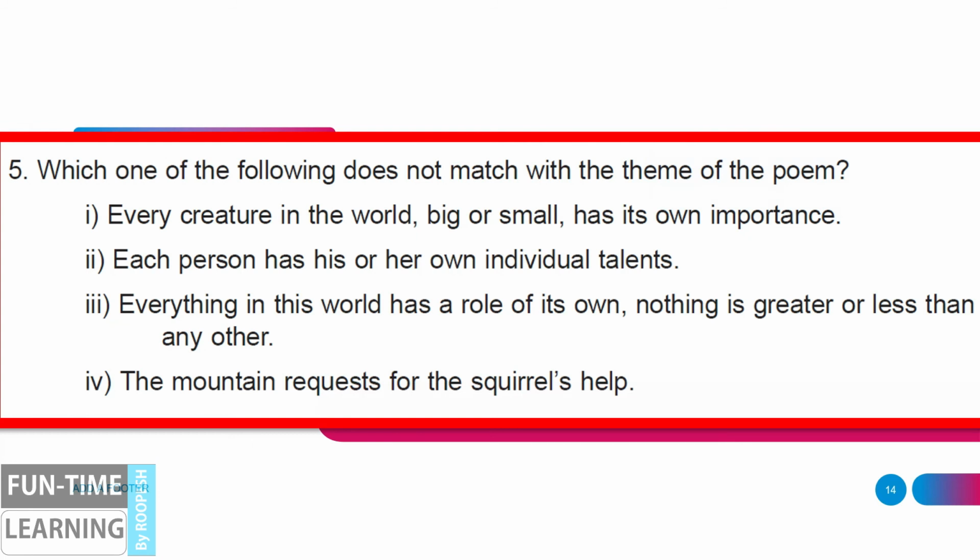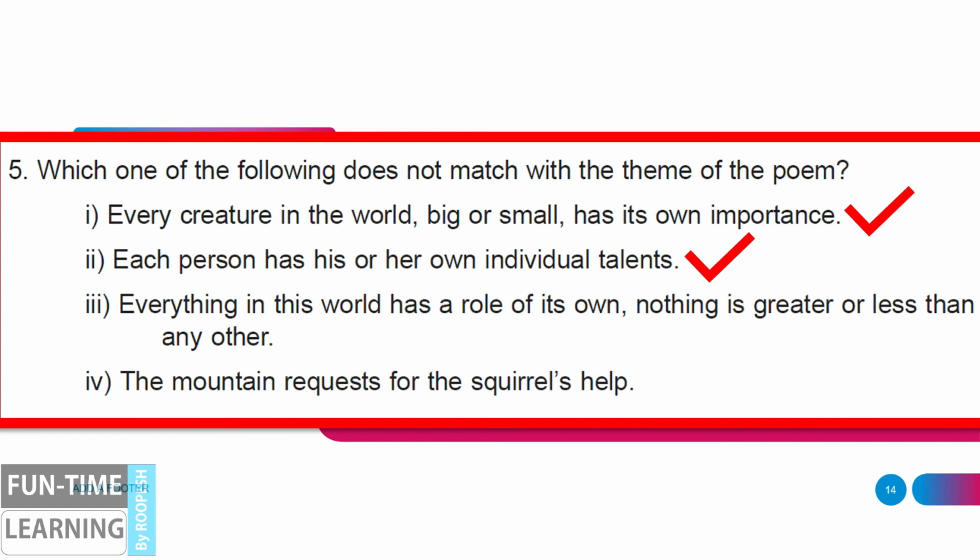Here is the fifth question. Which of the following does not match with the theme of the poem? We did a similar activity in Malala's chapter. One of the statements was not told by Malala. Let's check the first one. Every creature in the world, big or small, has its own importance. It's a correct one. Second one, each person has his or her own individual talents. That is correct.